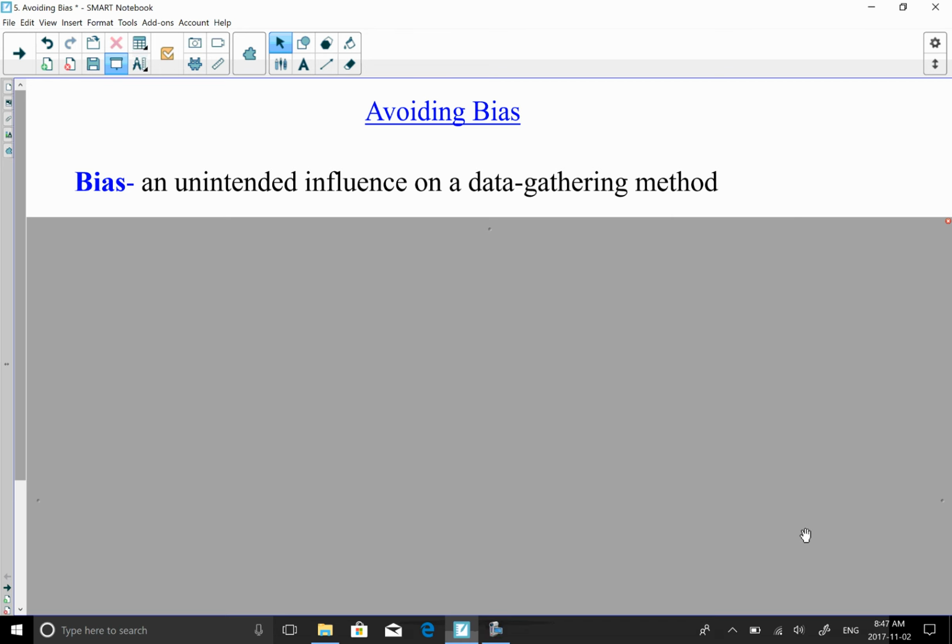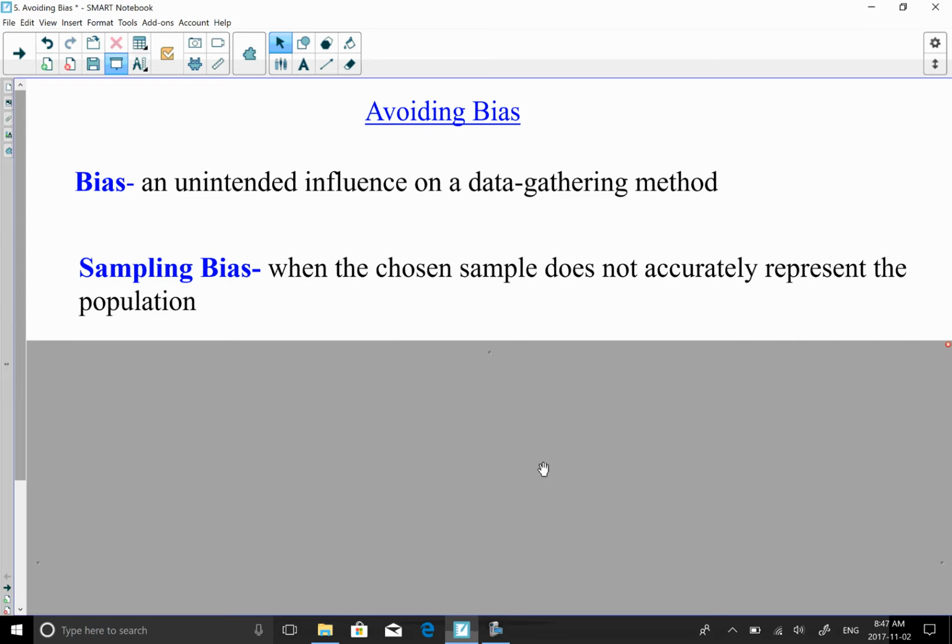That's why we have all those sampling techniques, so that we are not actually selecting anybody or anything. We're just using a certain method. There's different types of biases that exist. The first one we call sampling bias. Sampling bias is when the chosen sample does not accurately represent the population. So if you're not accurately representing the population, you're not taking into account everybody in that population.